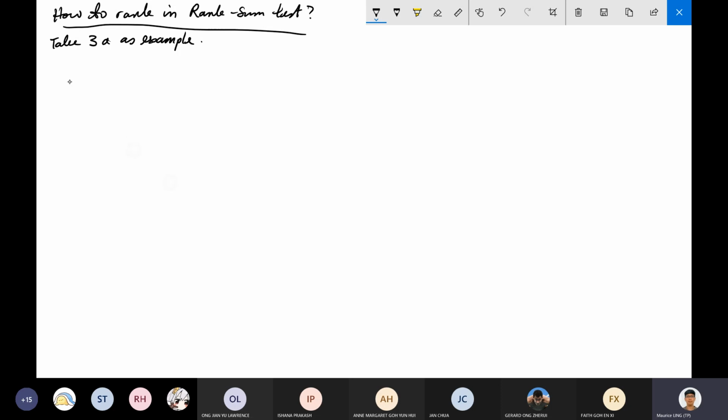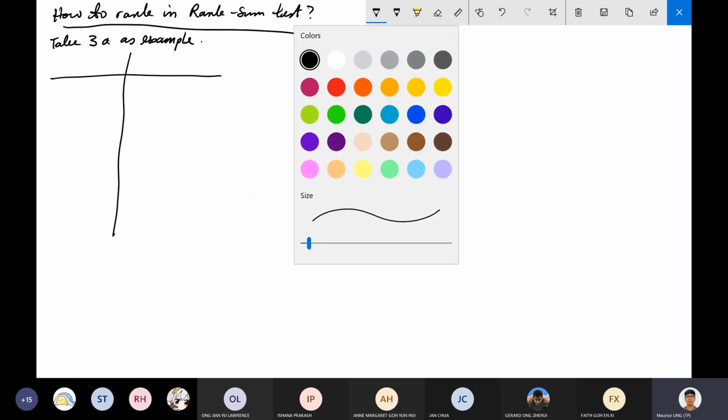So now what you have is, let's say, how do I draw it properly? Okay. Let's say this is your data. Okay, so let me have a different color.